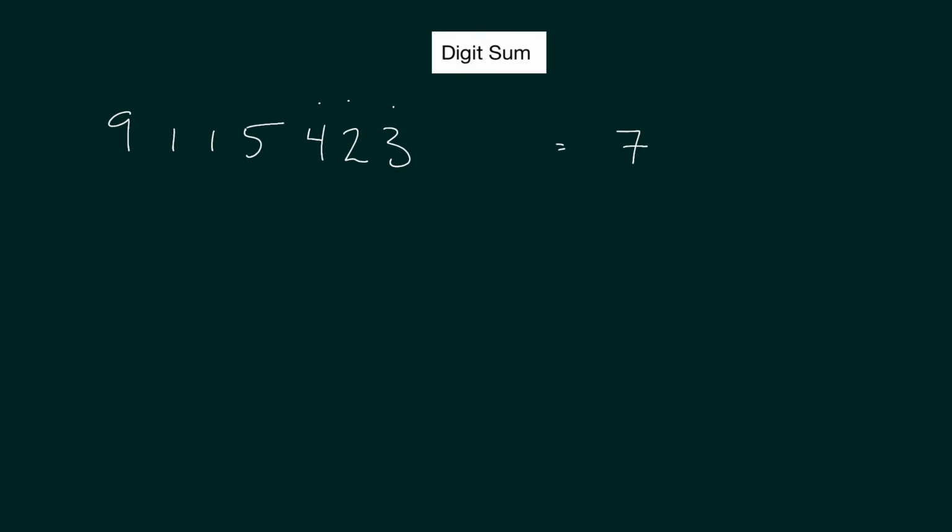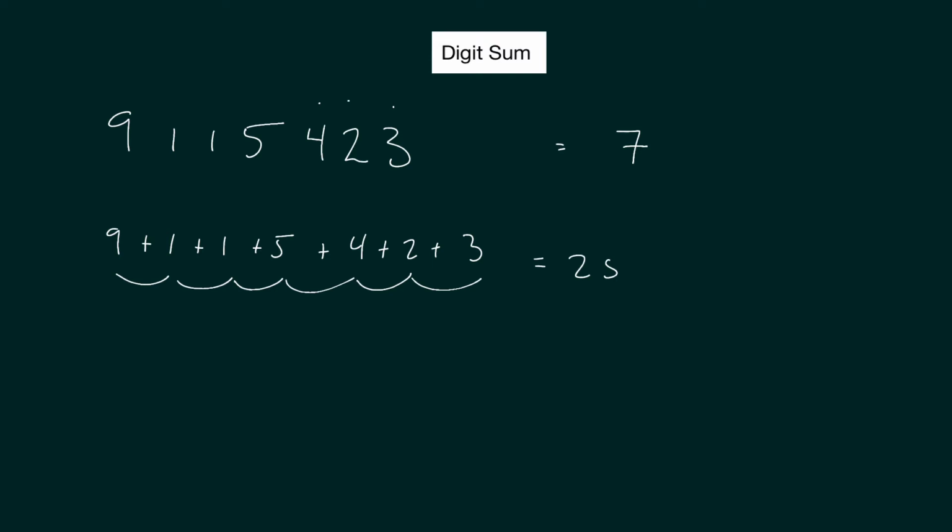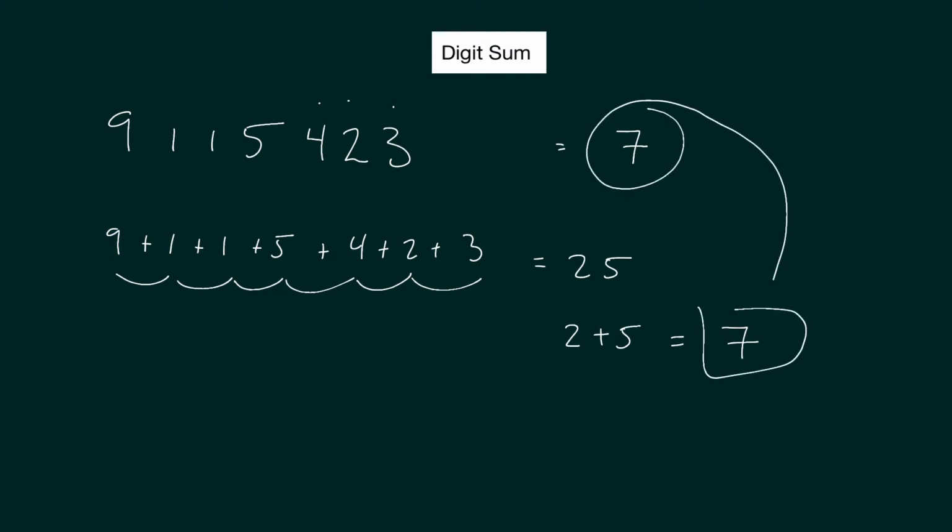So what happens? 9 plus 1 plus 1 plus 5 plus 4 plus 2 plus 3. 9 and 1 is 10. 10 and 1 is 11. 11 and 5 is 16. 16 and 4 is 20, then 22, 25. So we get 25. When I add up all of these, I get 25. Now, taking the digital root, 2 plus 5 brings me right back to the original digital root.